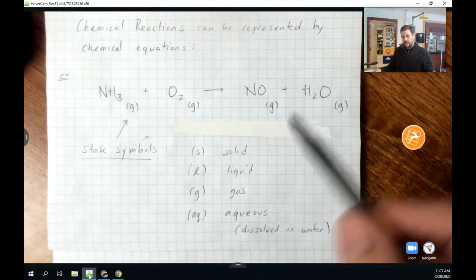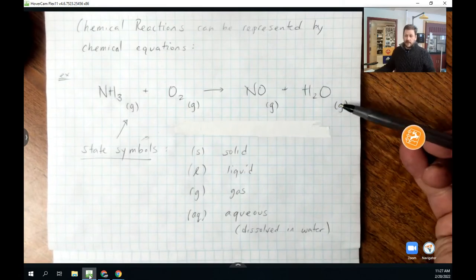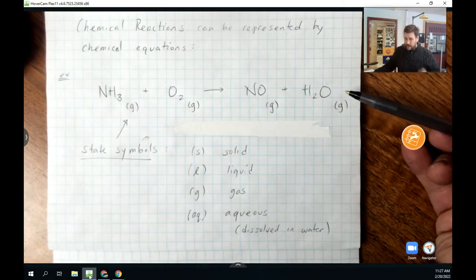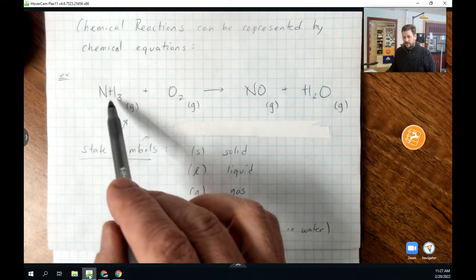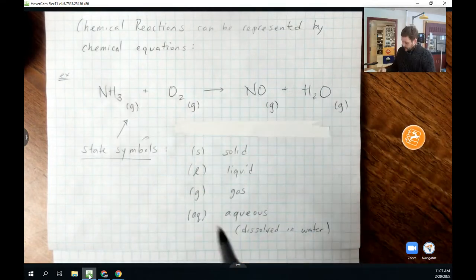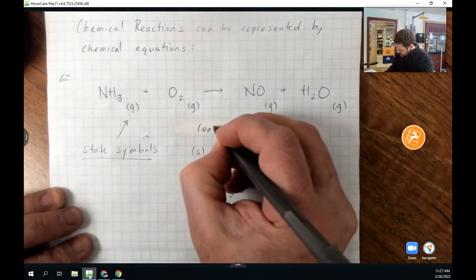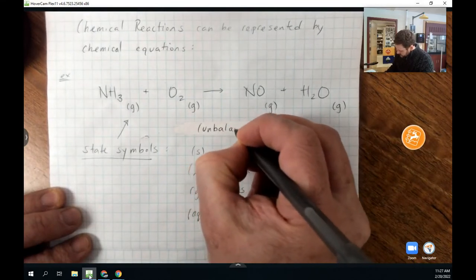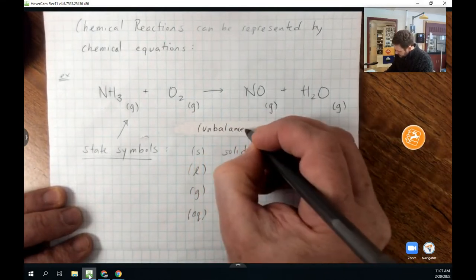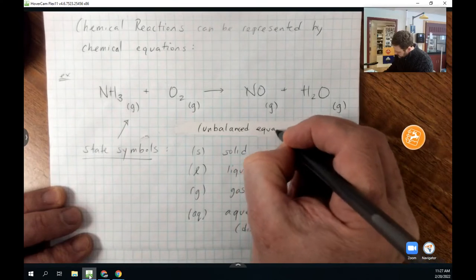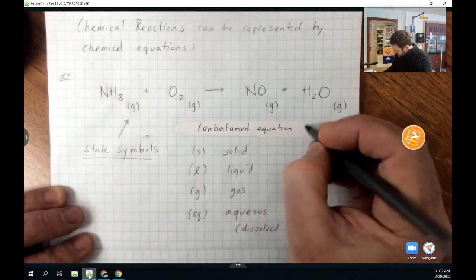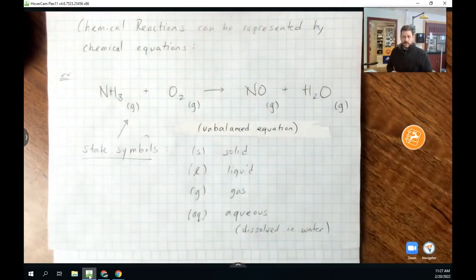Now, before moving on, I want to point out that this is an unbalanced equation. You may have noticed that the number of hydrogens on the left does not match the number of hydrogens on the right. And that does not mean that this equation is wrong. It just means that it is unbalanced. In other words, it doesn't give us the mole ratios that would actually be involved here.